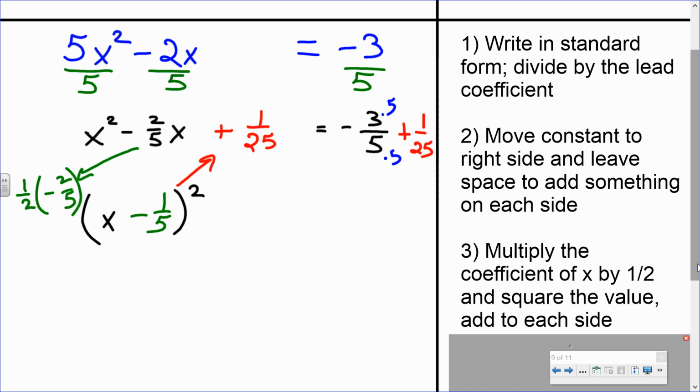Then we need to get a common denominator over here. So I'm going to multiply that numerator by 5/5, which means that I have this on the left, x minus a fifth squared, is 1 minus 15, gives me negative 14/25. Parentheses squared equals. What's next? What do we do when we have parentheses squared equals?